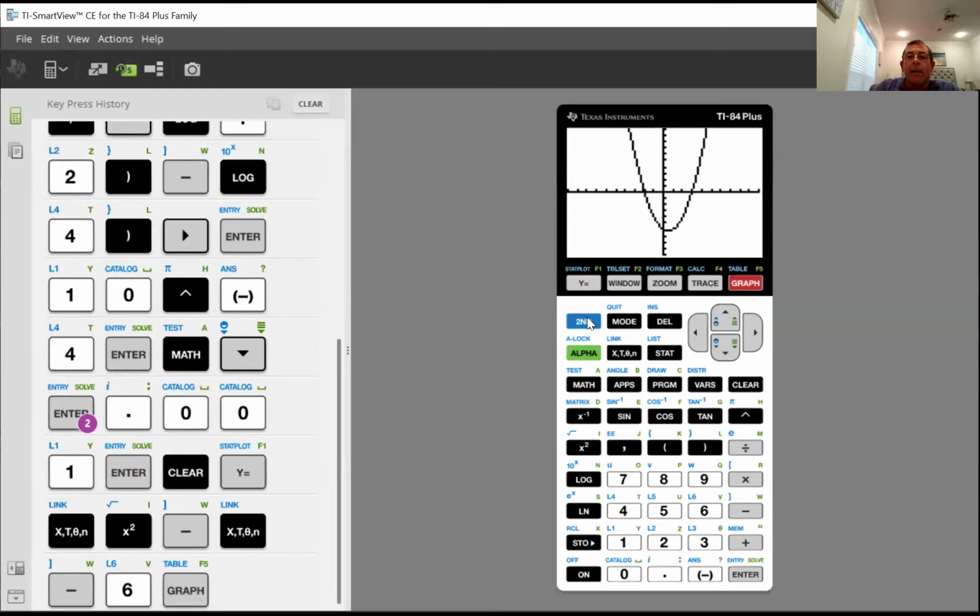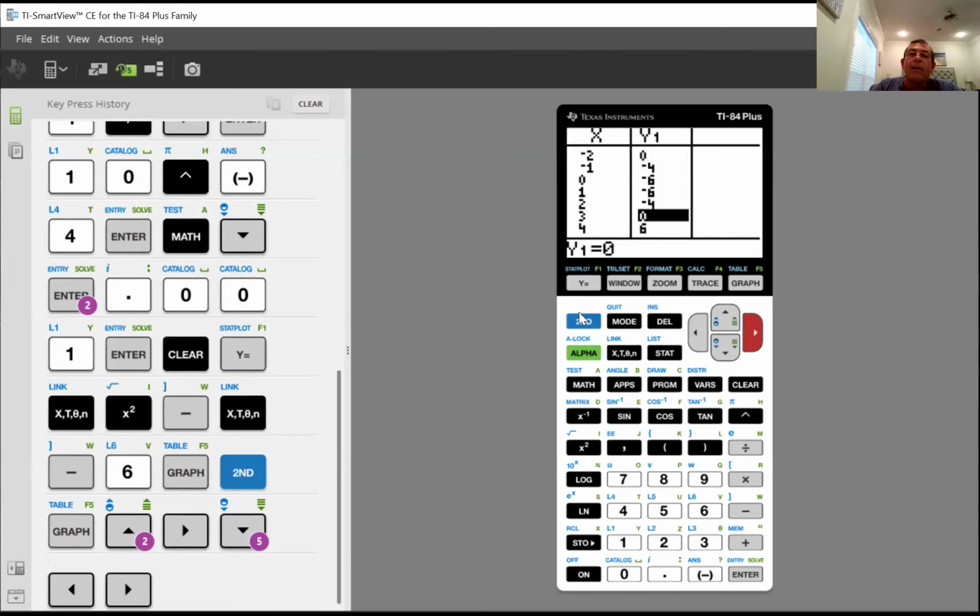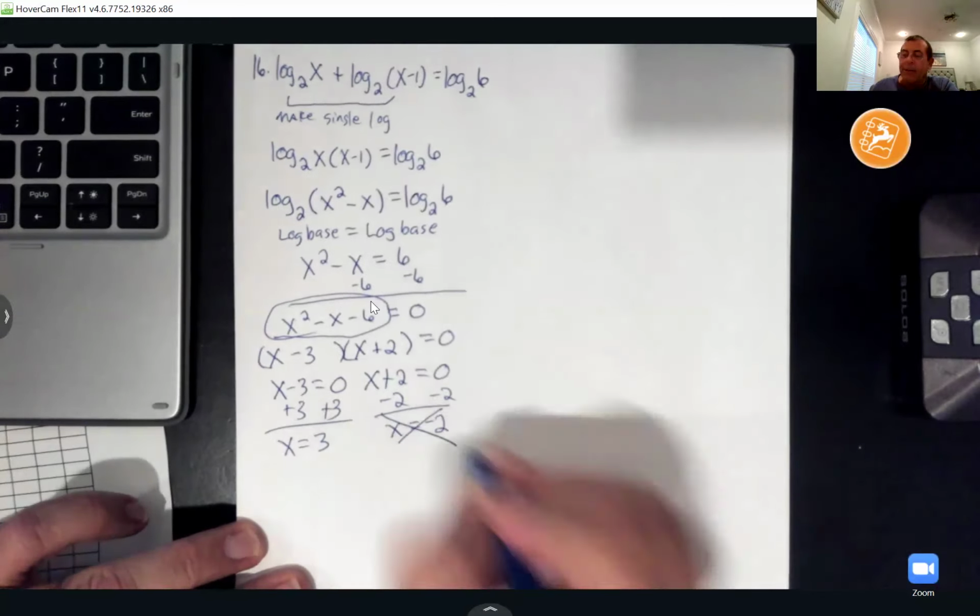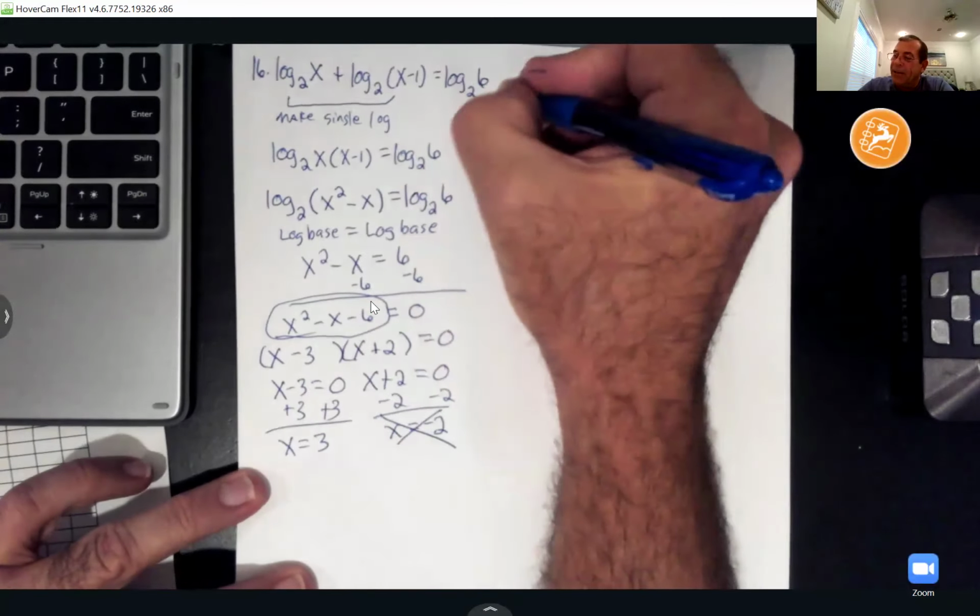And then you can look at the table. Well, where are the y values? So let me go up to that negative. There's -2. It had a y value of 0, right? And then go down here to this +3. It has a y value of 0. So that's telling me that those are the solutions to that equation. But my final answer y'all got up there says x equals 3, because I can't take a negative answer.